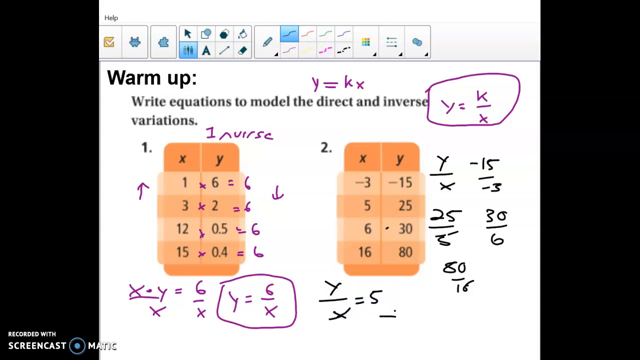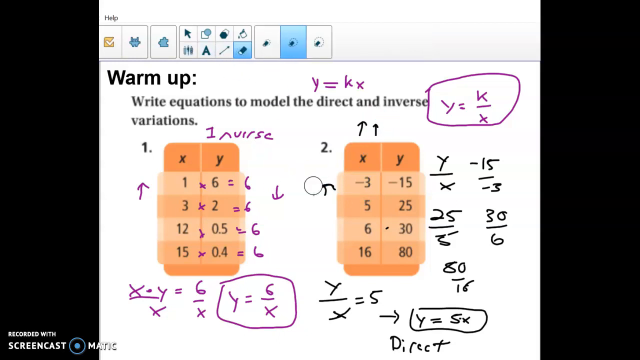Okay, and so again, if I write it as y alone and multiply both sides by x, I would have y equals 5 times x. Okay, and that's our example of direct. Right? That's like you make $5 per hour or something like that. Again, another way that you can tell is that as x goes up here, y is also going up. So that's a sign that they're going together. There's a direct variation between x and y. They're both going up together. Sorry for the bad handwriting here.